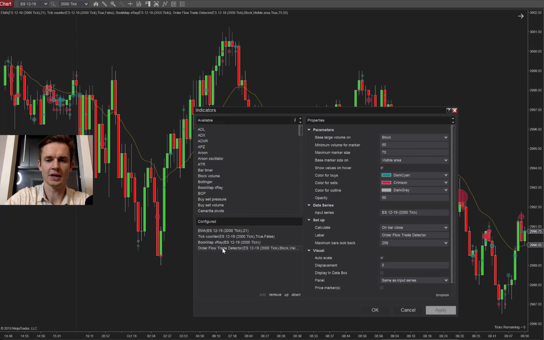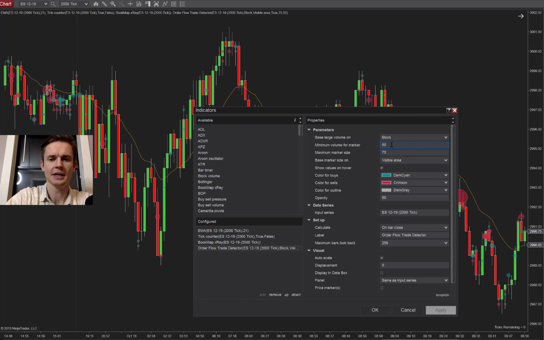The order flow trade detector is set, base volume is set on block, minimum volume for marker is 50, and then the marker size is 75. 75, 50 is the default. We put it on 75 so it'll be easier to see on the chart. And there's no magic number to this volume marker being 50. I just found that it's a nice in-between, not enough dots, too many dots, at least what I found.